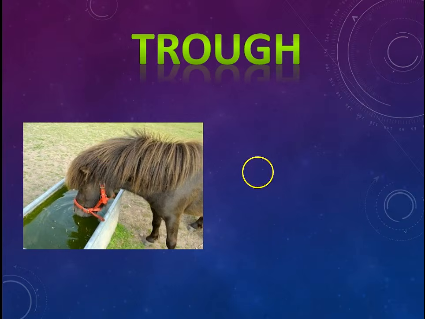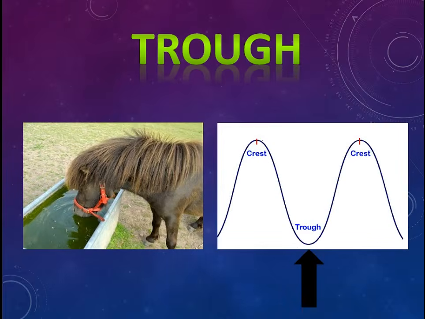Then we have the word trough. When I hear the word trough, I think about a container or basin that a horse might drink out of. And it's kind of similar in the shape of the wave. The trough is sort of that shape that might have the ability to hold water. The trough is the bottom of the wave.